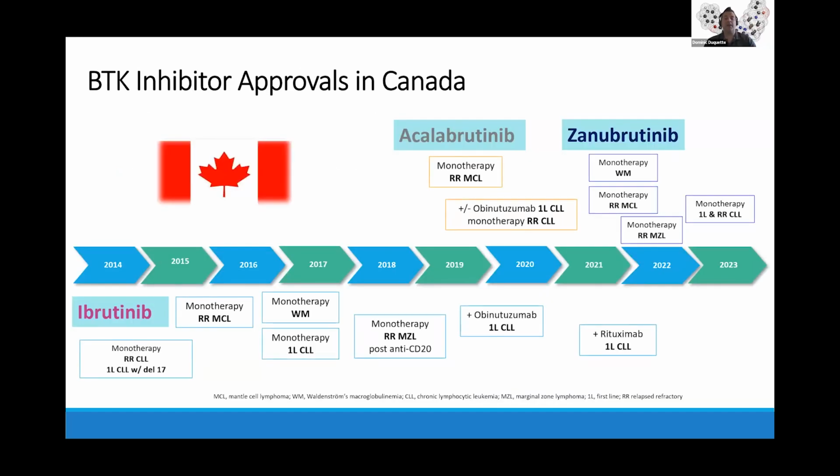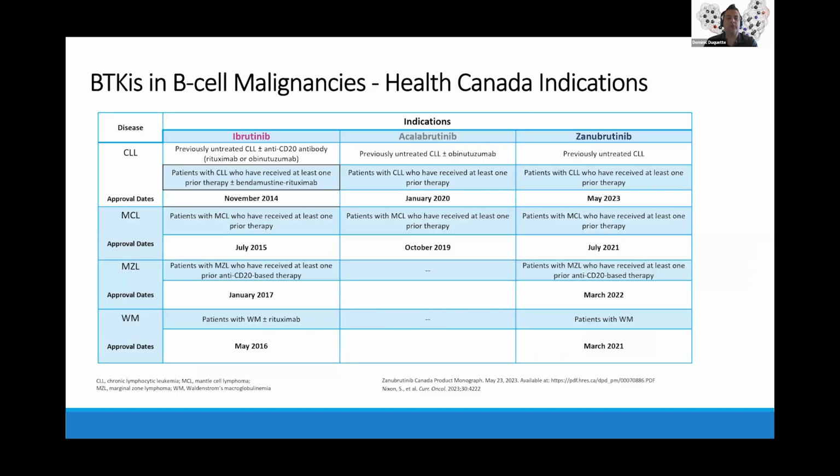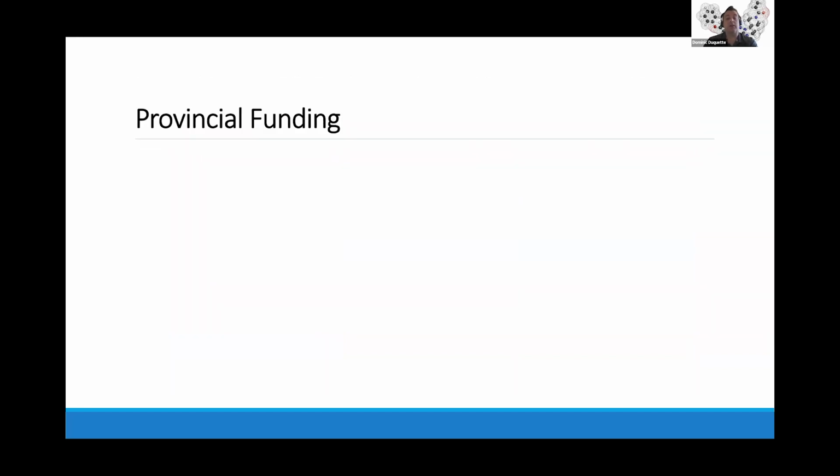So here is a timeline where you see the different indications of ibrutinib. On top, you see acalabrutinib and zanubrutinib, which are newer, and they don't have all the same approvals, as you can see here. So ibrutinib and zanubrutinib have more indications than acalabrutinib, but you can refer to that to know if you can use a certain drug or not with the indications. Now, again, provincial funding is different from province to province. So another thing you need to look at is, in your province, what is reimbursed and for which indications.